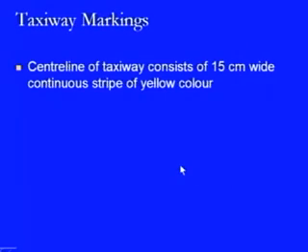Now, the center line of taxiway is 15 centimeters wide. This is another type of marking which is 15 centimeters wide, and it is provided in the form of a continuous strip of yellow color. Along with this there will be other markings on a taxiway. One type of marking we have already seen in the previous diagram, where we looked at the edge markings provided on the taxiway also.